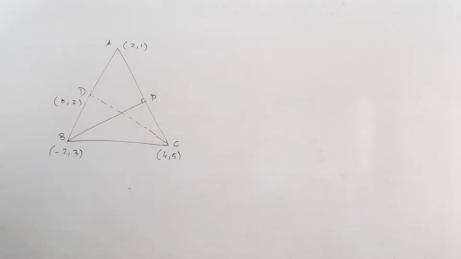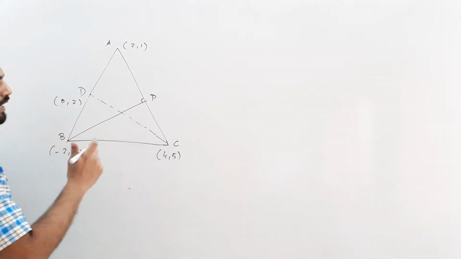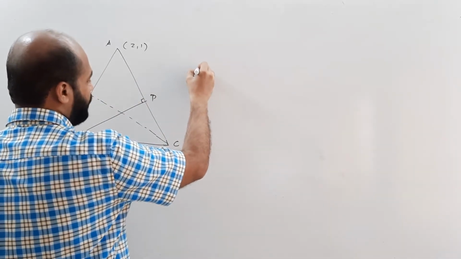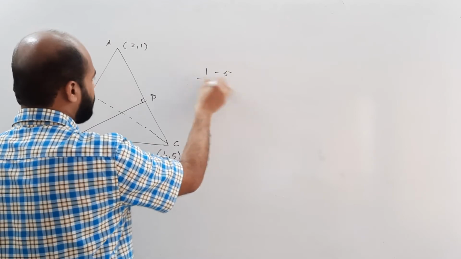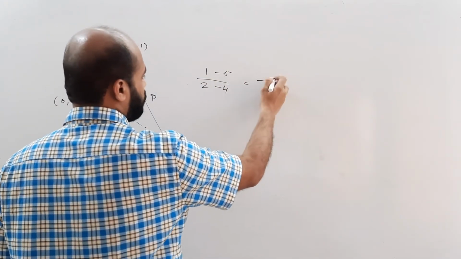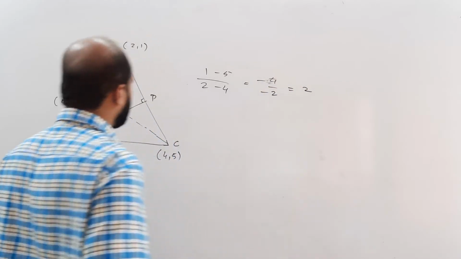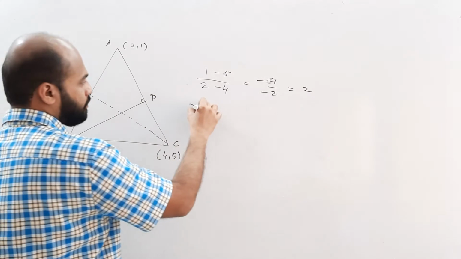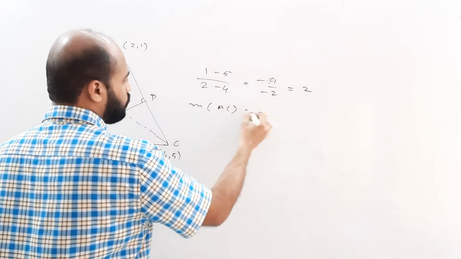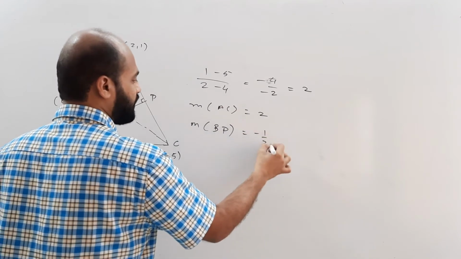So we know that the slope of AC and BP, the product of them should be minus 1. So first we will find the slope of AC, and that is going to be 1 minus 5 by 2 minus 4, which is minus 4 by minus 2, which is 2. So if the slope of AC is 2, then slope of BP should be minus half.